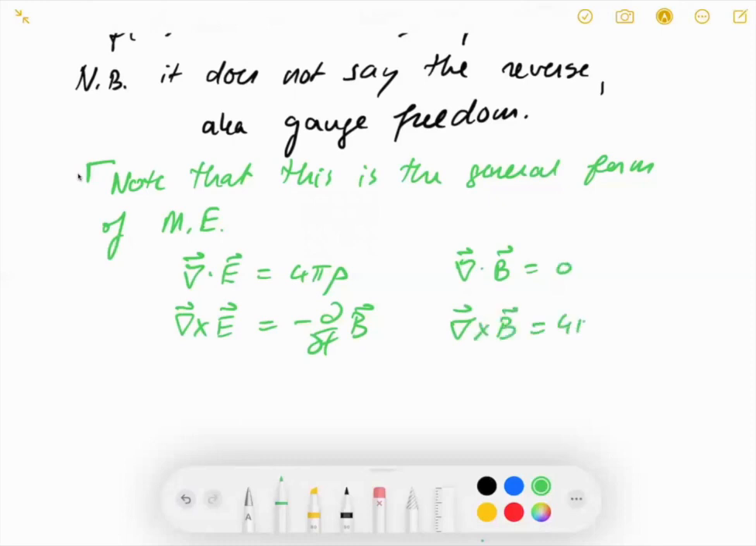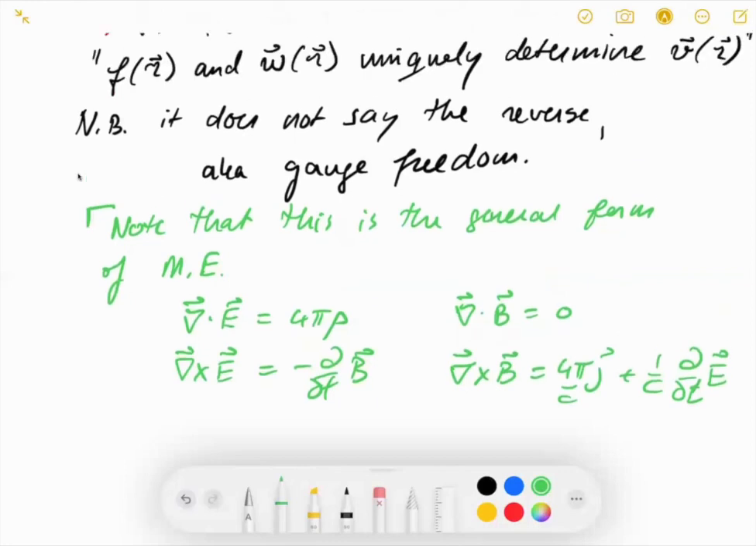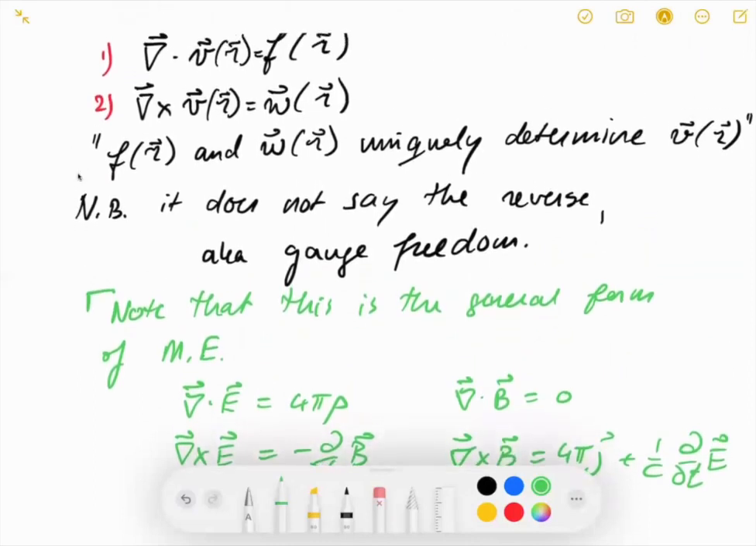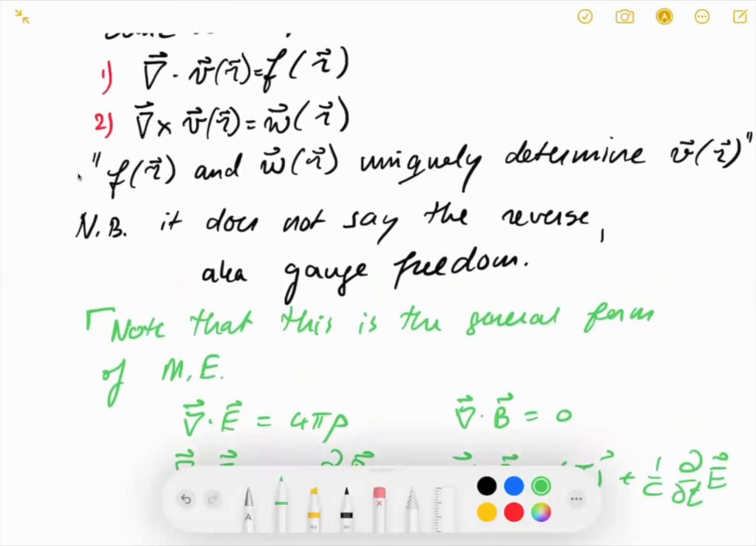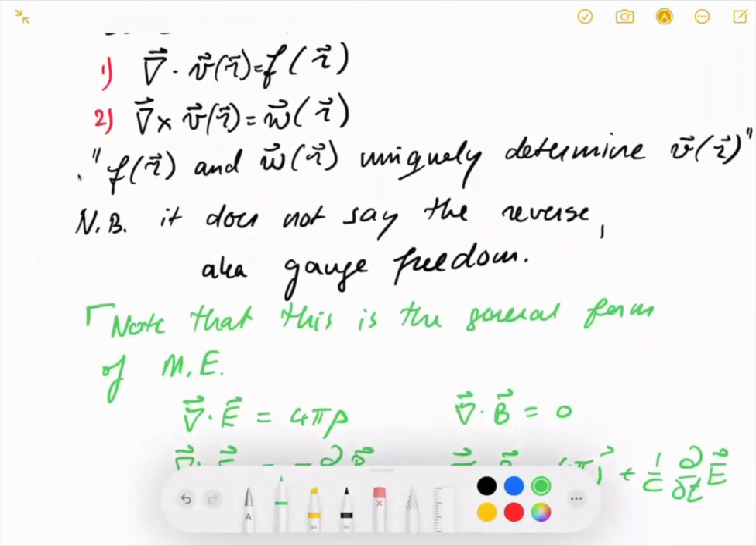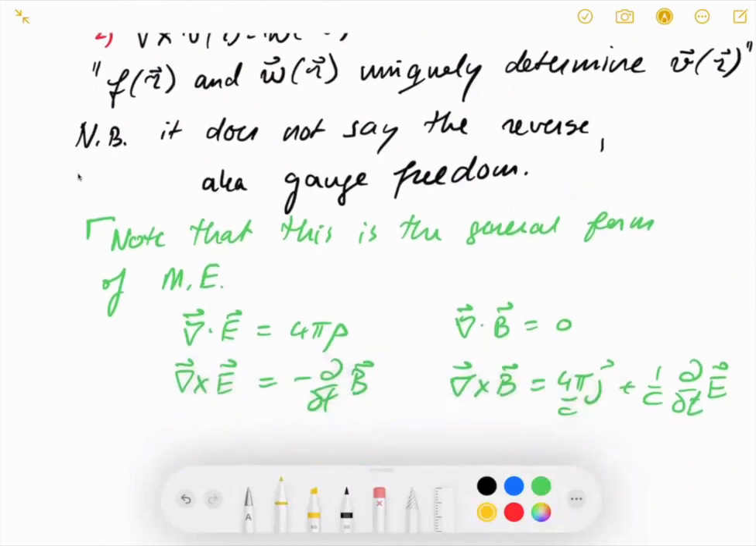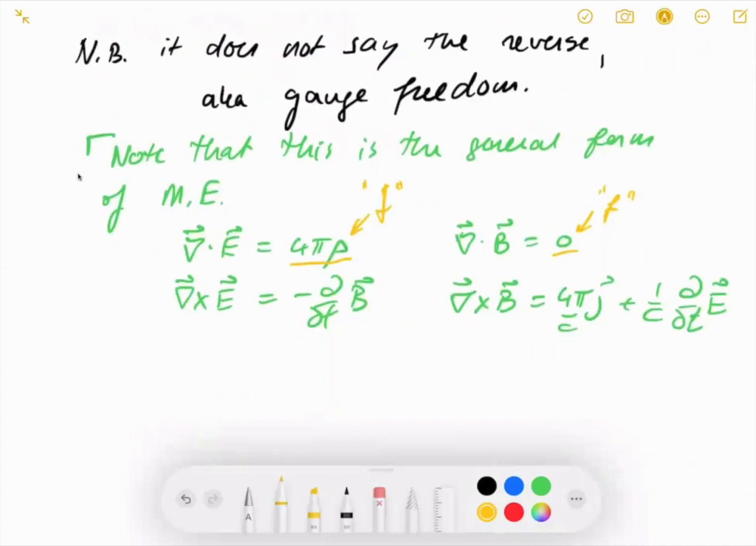Zero, it's 4 pi J over C, 1 over C, d/dt of E. Right, so that vector field V in this statement could be played by both E and B in Maxwell's equations, and that scalar field for the Maxwell's equations involving the electric field, this would be F, or this would be F. And this would be W.